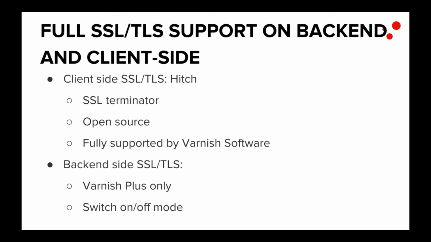So for instance, if you have 3 backends and you want to implement SSL support only for 2 of these 3 backends, you're going to ask Varnish to switch SSL support on for backend number 1 and backend number 2, while backend number 3 will just use a regular connection and not a secure connection.